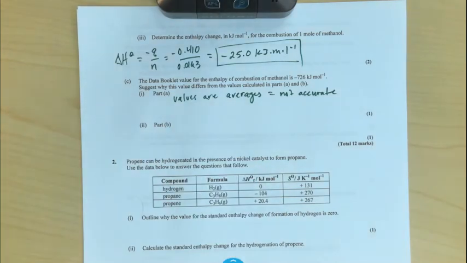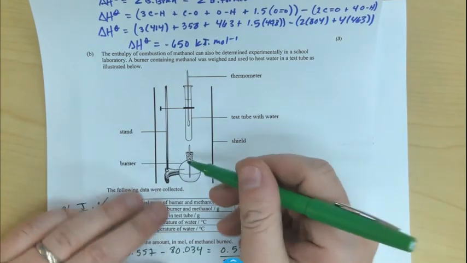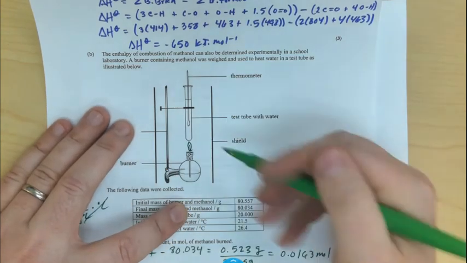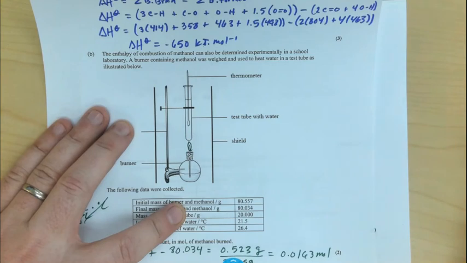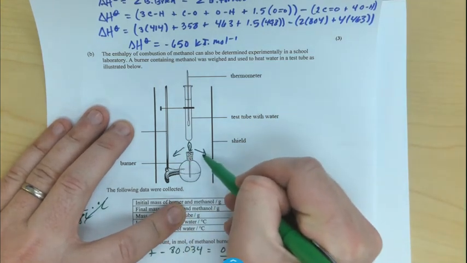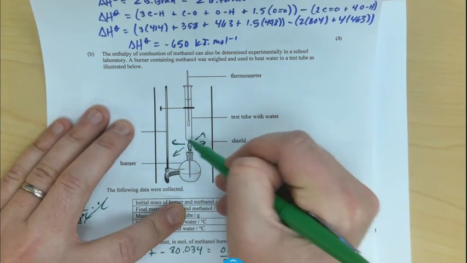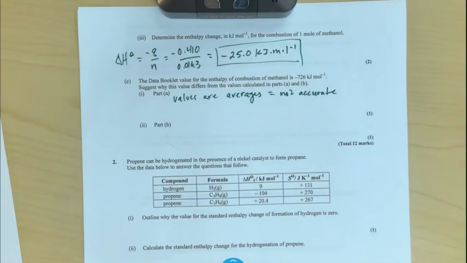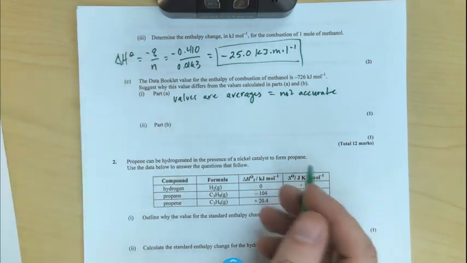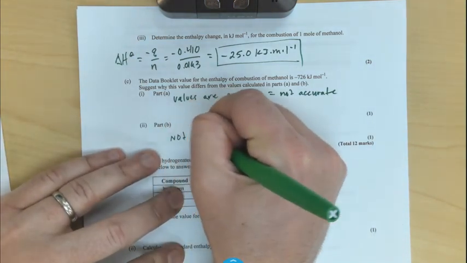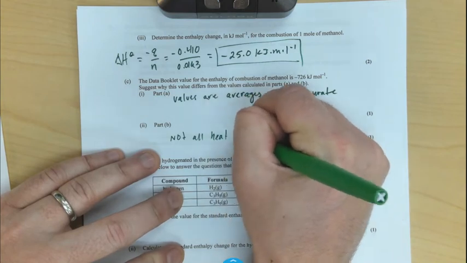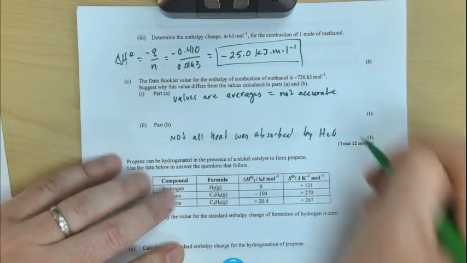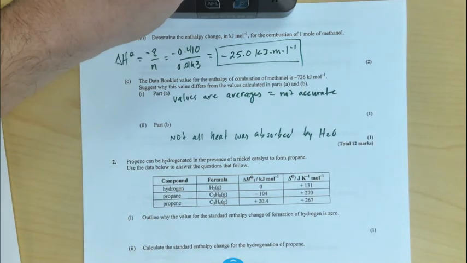And of course, in part B, we're doing the experimental. Now the assumption we make here is as this burner burns, all the heat from the flame goes into the test tube. But of course, the heat goes out in all directions, so only a portion of it goes into the test tube. So we know that our value is going to be a little bit lower than it should be. So you could say not all heat was absorbed by the water. All right, moving right along.